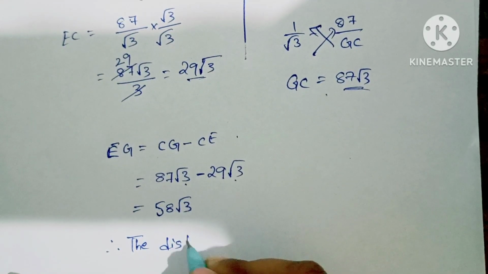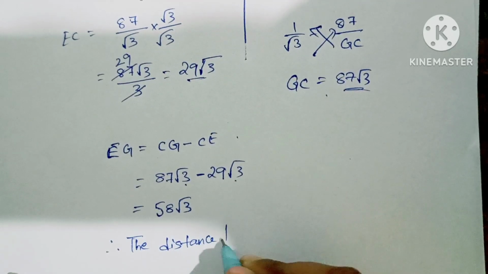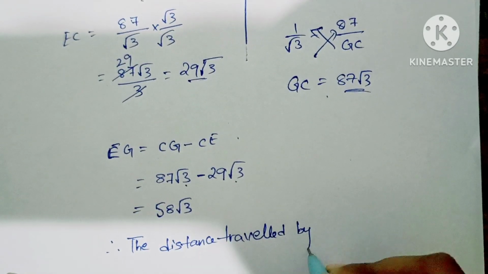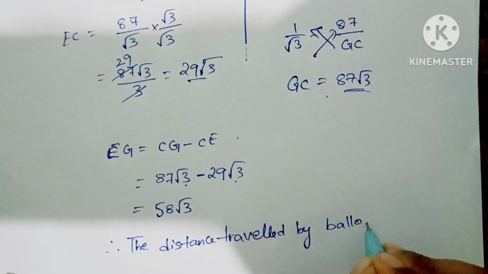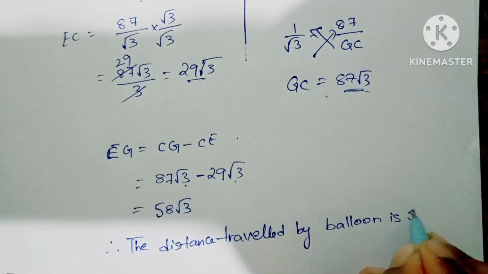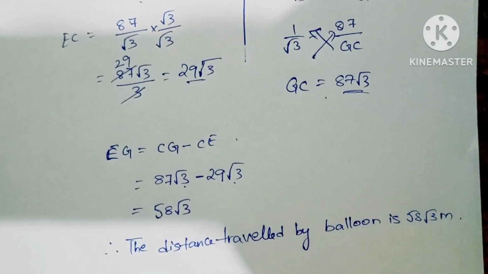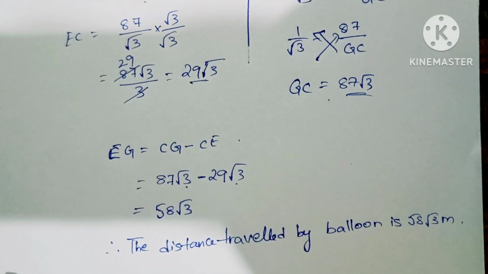The distance traveled by balloon is 58 root 3 meters. Understood?